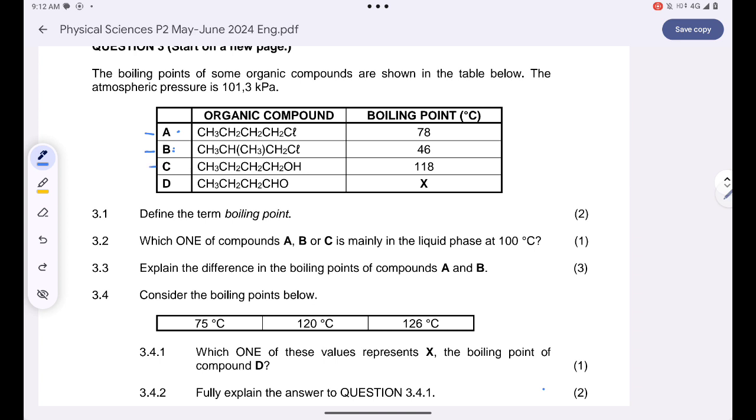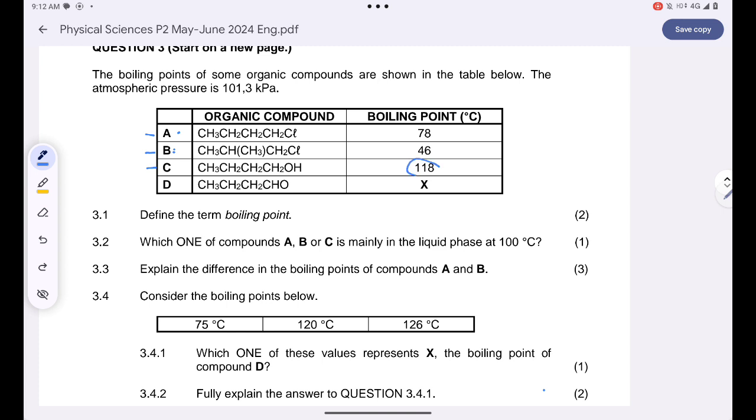Compound C is an alcohol that has 4 carbons. An alcohol has the strongest intermolecular forces. They have hydrogen bonds, so that's why their boiling point is high compared to haloalkanes, which have dipole to dipole forces between them. Compound D is an aldehyde, which also has dipole to dipole forces between them. So in all these compounds, compound C should have the highest boiling point because it has the strongest intermolecular force.